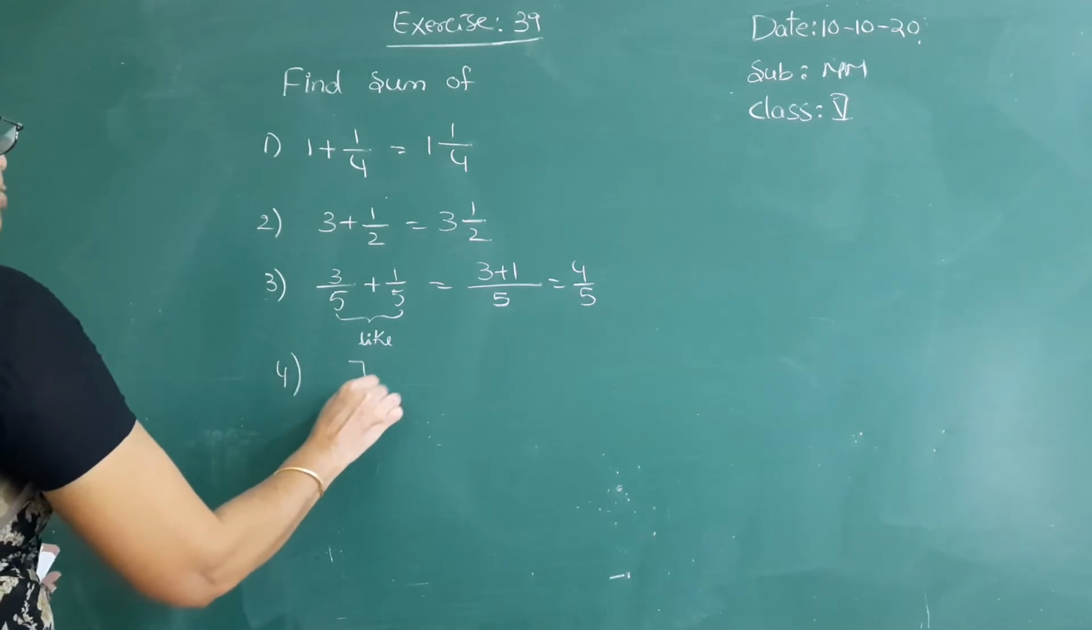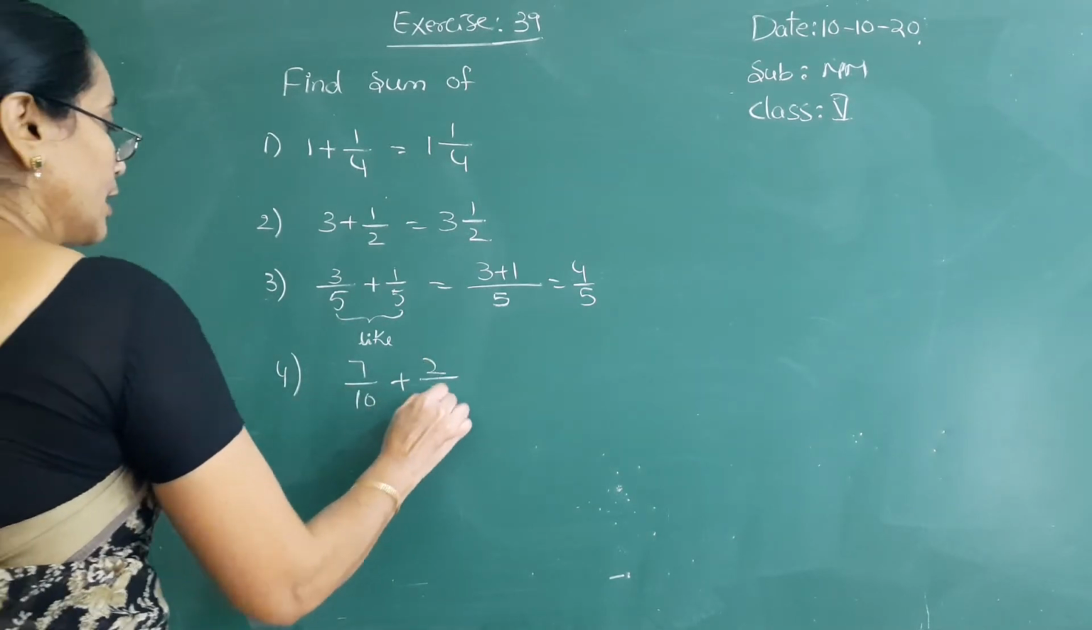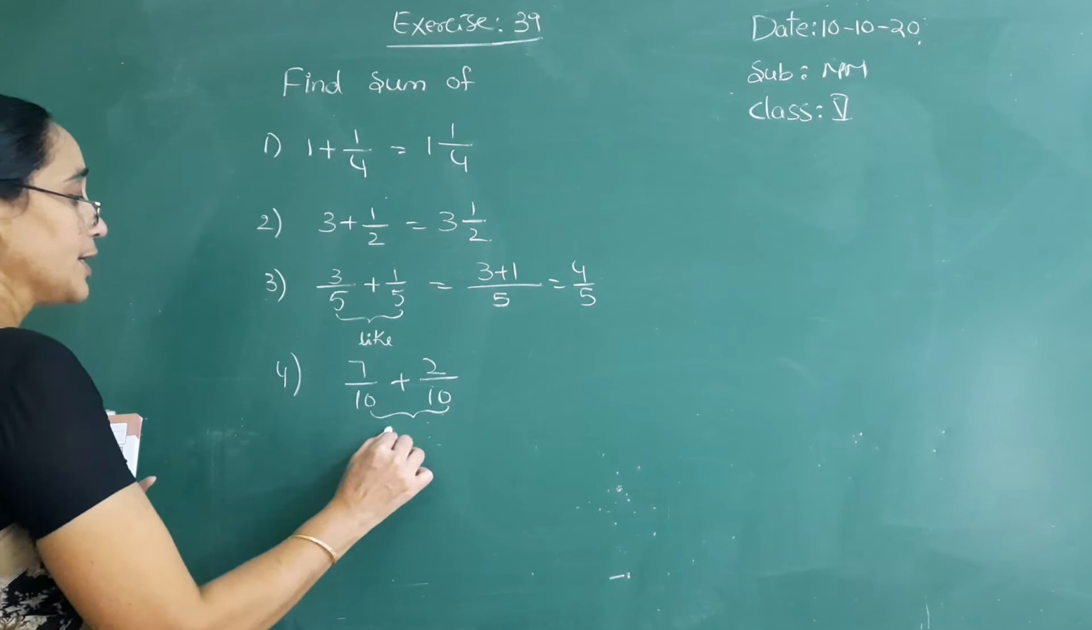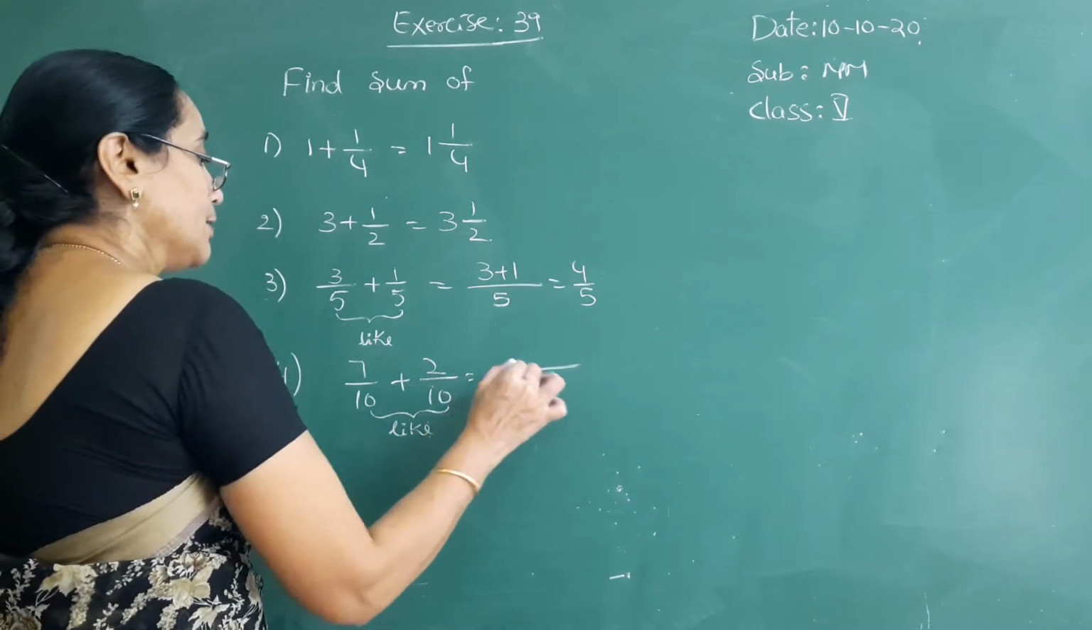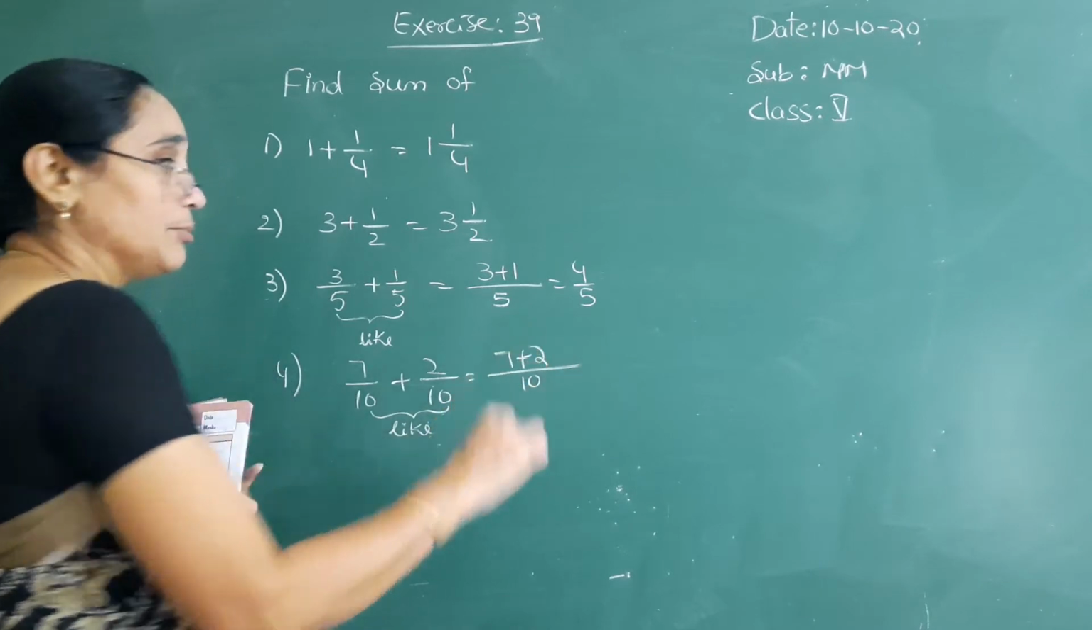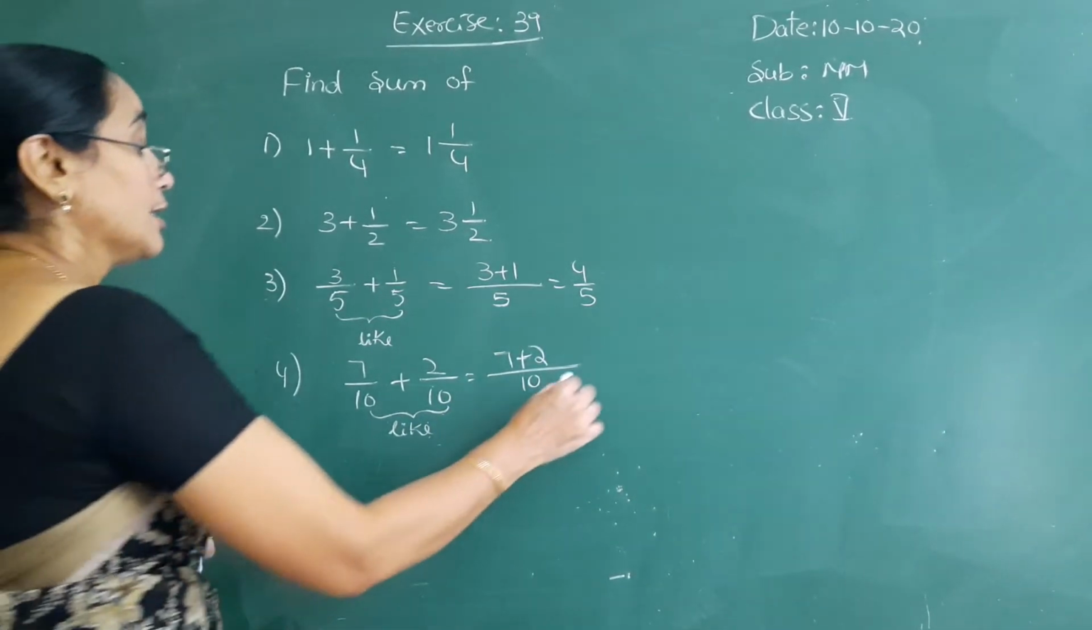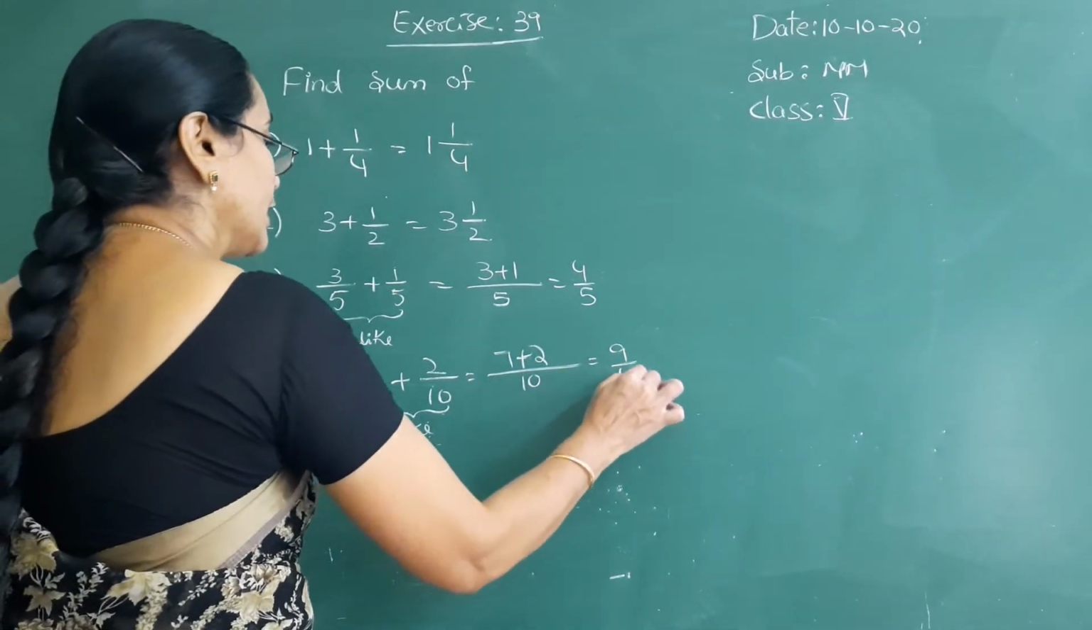7 by 10 plus 2 by 10. Here these two are also like fractions. Like fractions means same denominator. Write down the common denominator as the denominator and add the numerators, that is 9 by 10.